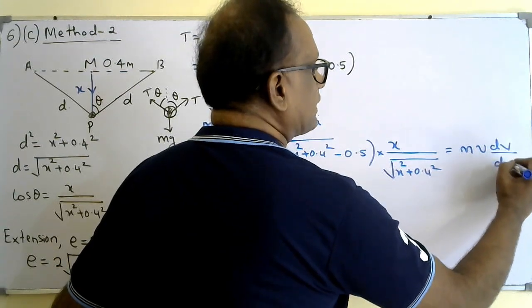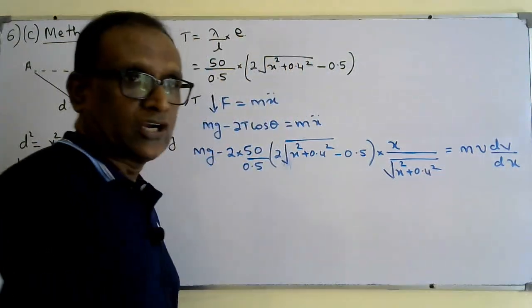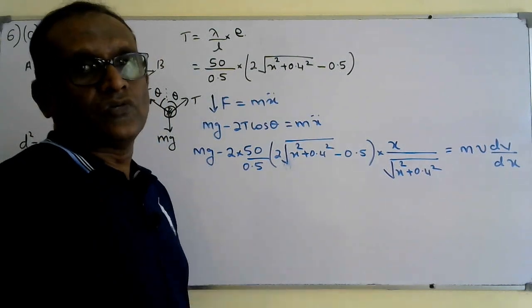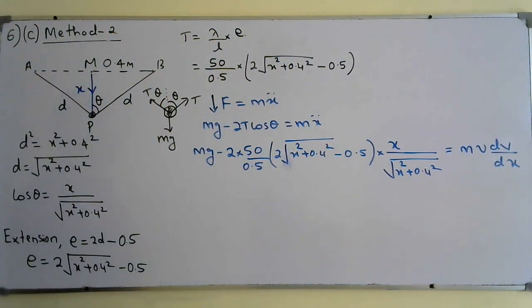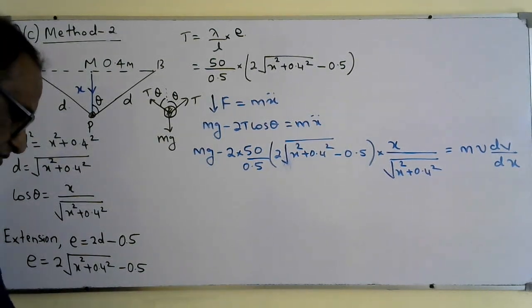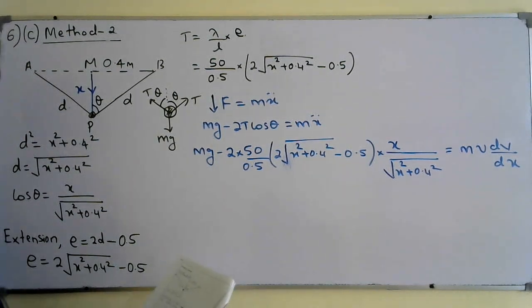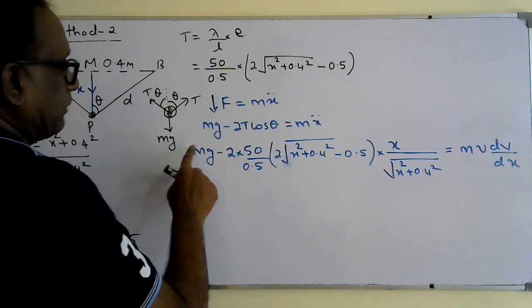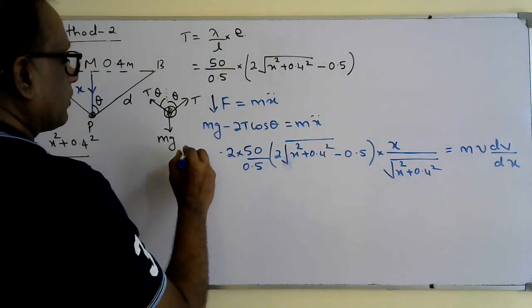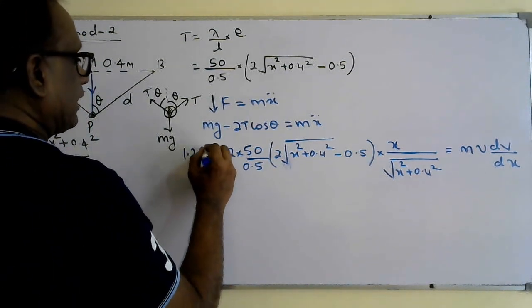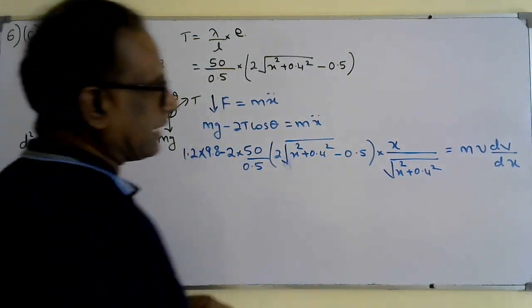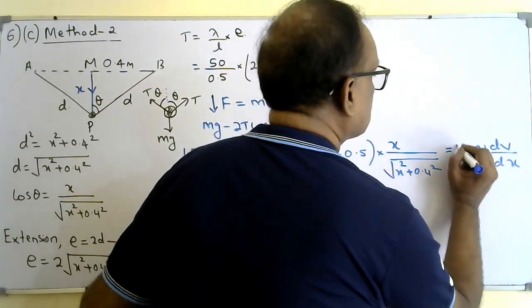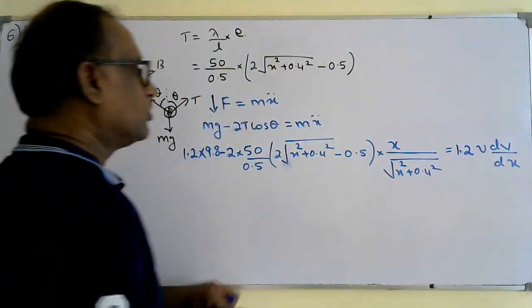x double dot could be written as v dv over dx. x double dot means dv over dt, and dv over dt could be written as v dv over dx. You know that. Okay, so now we can solve it. If you want, we can substitute the values here itself. mg is 1.2 into 9.8, minus... here also I can substitute m as 1.2, since the mass is given.